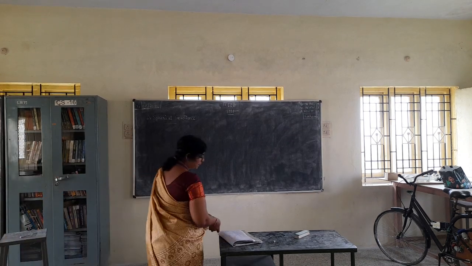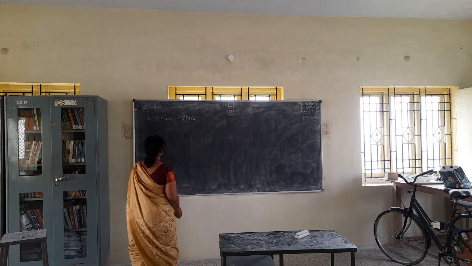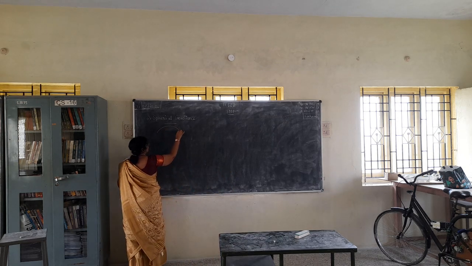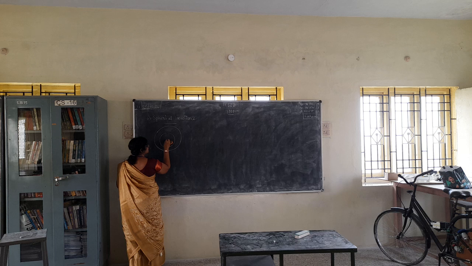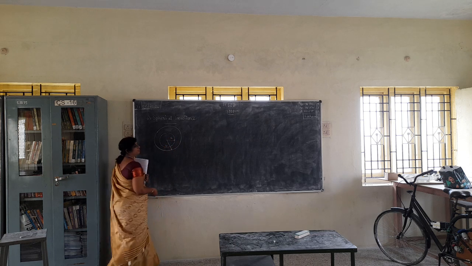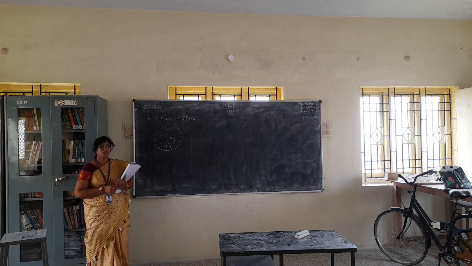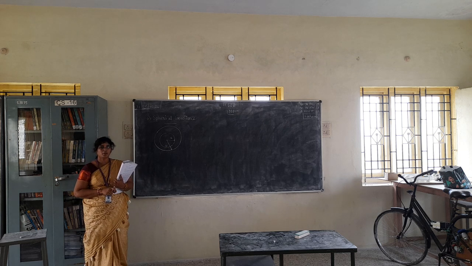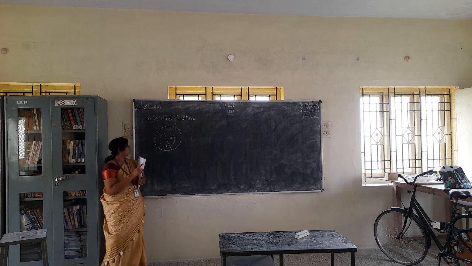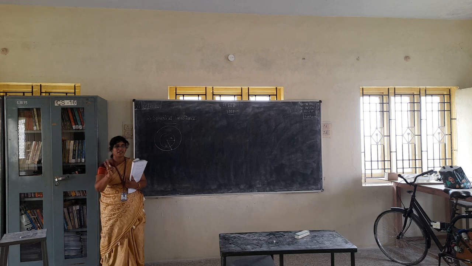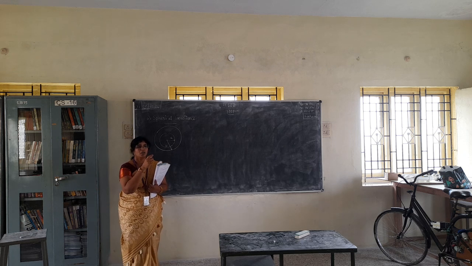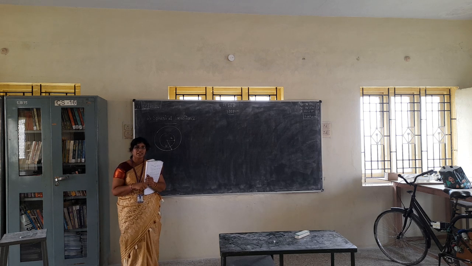So, type spherical capacitor. For a spherical capacitor, the inner radius is taken as A, outer radius is taken as B. It is similar to the coaxial cable. In a coaxial cable also, the inner layer will be radius A, outer layer will be radius B. For a spherical one, here also you will have two layers, inner layer and outer layer.